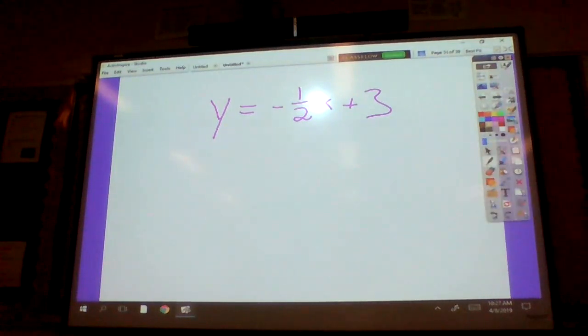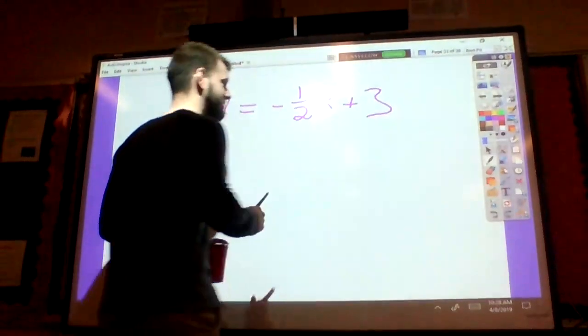Hardest one. Take 10 seconds. Figure out what the slope is. This one better be the easiest thing you've ever seen. If you don't know anything else from 8th grade math, you better know this. What is the slope here? Negative 1/2. Thank you. I don't need smart mouths.